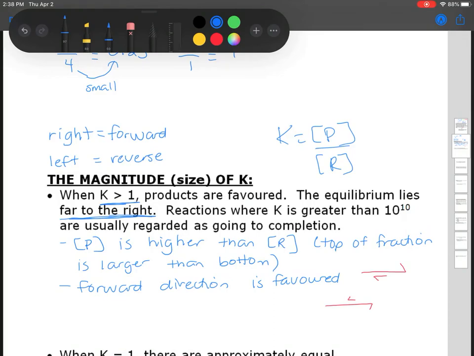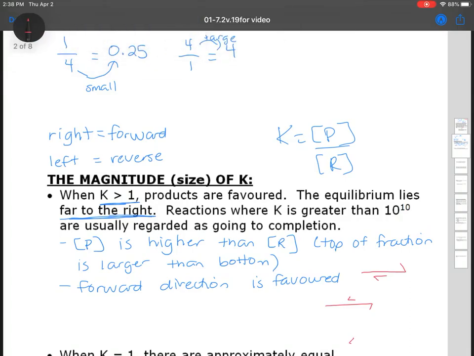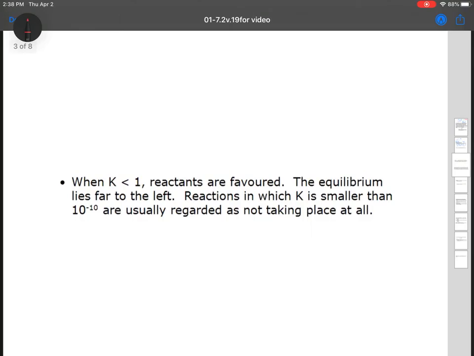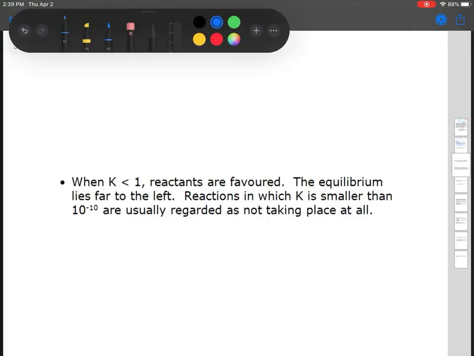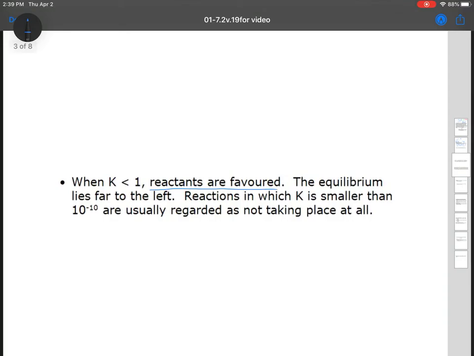And then the one that's a little bit cut off there: if K is equal to 1, there are approximately equal concentrations, and that is equilibrium, okay? And then when K is less than 1, now we're talking about the 1/4 situation, for example. So now you've got a high concentration of reactants, or it lies to the left or reverse.